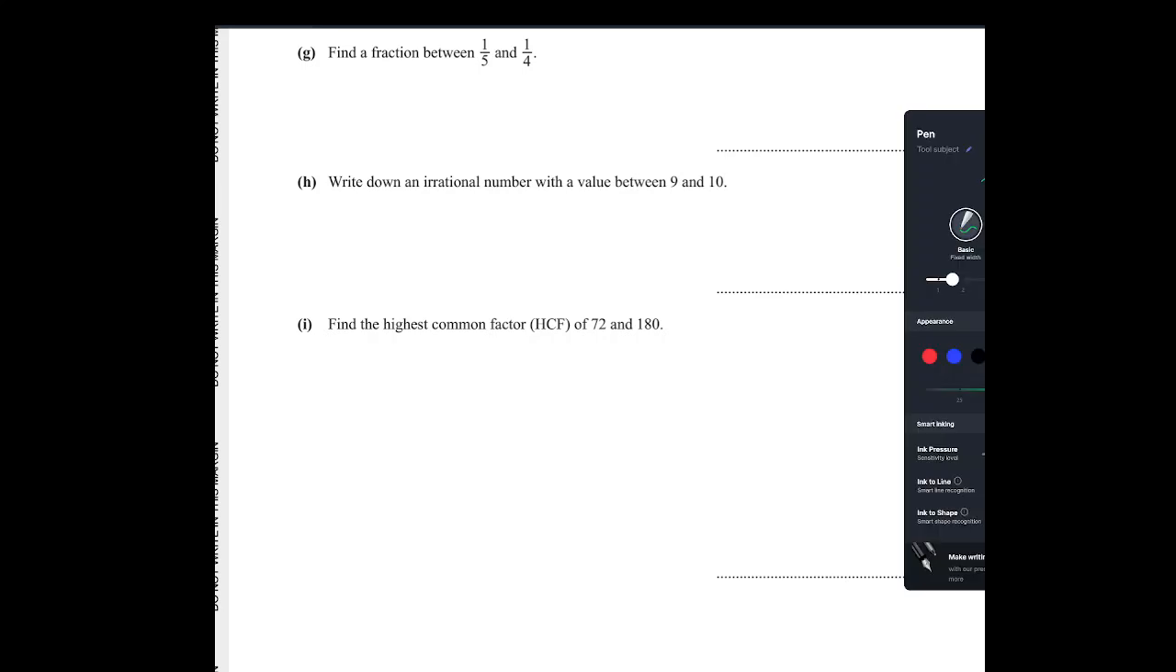No students, question number 4 is not completed. G, H, I is still remaining. Question G it is. Find a fraction between 1 by 5 and 1 by 4. Now finding the fraction between two given fractions, you will make a common denominator for both.